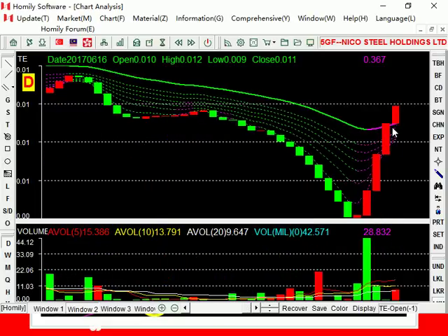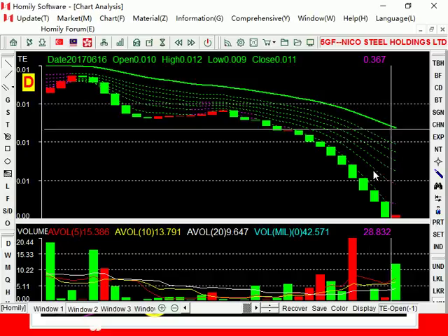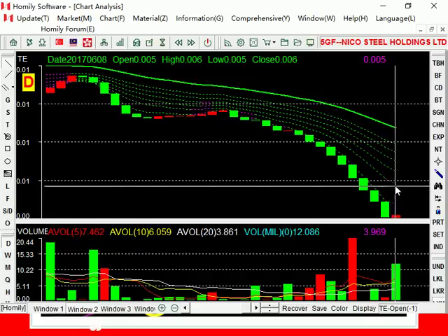Let's see this stock, nickel steel. Firstly, we can see the primary trend: is it uptrend or downtrend? Downtrend. Green turns to the red candlestick. What should we do now? Buy. But we know this is a weak rebound. So here we buy some position.